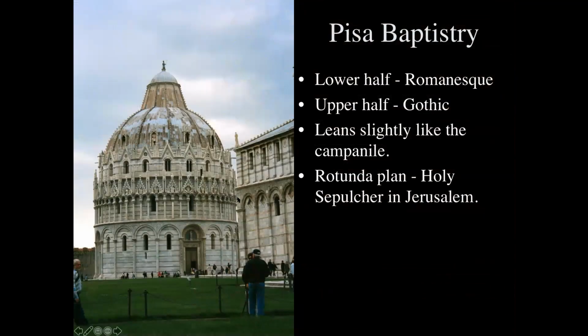So the baptistry, the lower half, is very Romanesque, as in it's relatively simple and it keeps these round arches. And then the upper half is more Gothic, where you have some round arches, but then you have some more points. And we'll see the technological reason for that when we look at French Gothic churches. But in this case, it's more of a stylistic element. Like they don't necessarily need to be pointed. It leans slightly in this picture, like the Campanile.